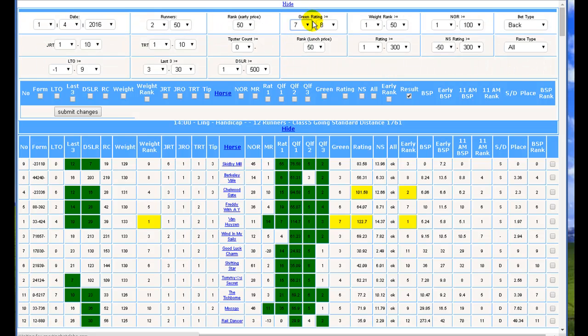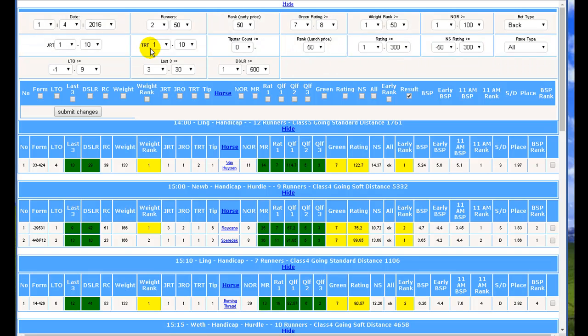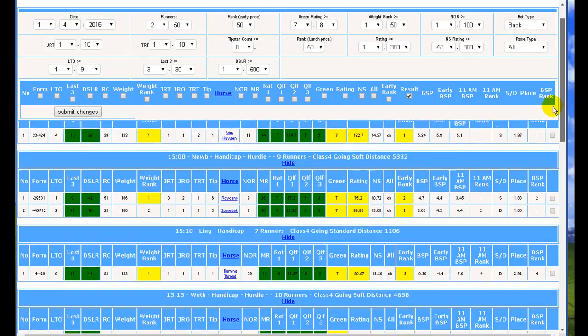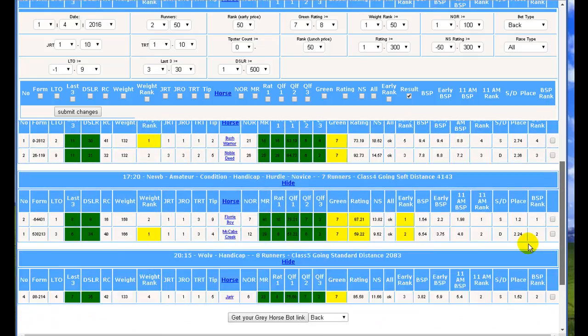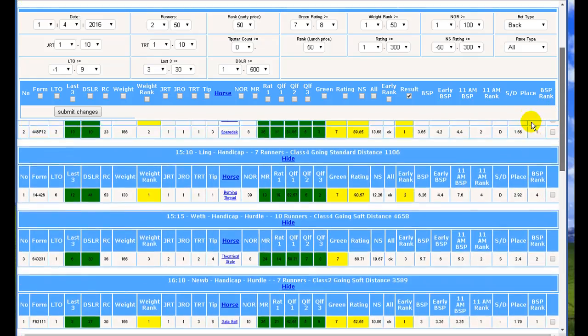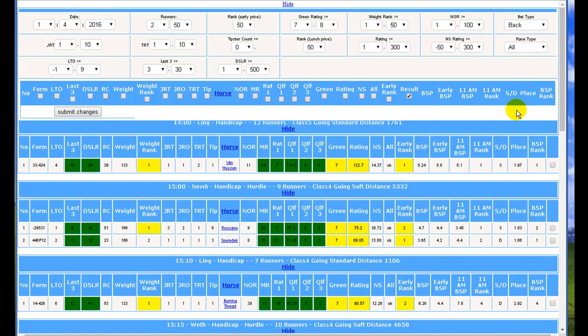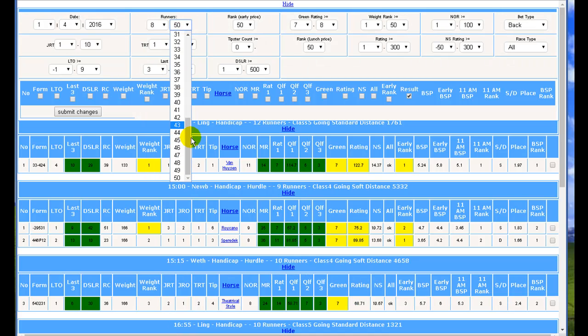So 7. As I said in my last video, there's 8 in there, but there aren't any with a green rating of 8 at the moment. So these are the horses that I've ended up with. Now I've got some other criteria that I use, and I'm going to show you what they are. So I've selected green rating of 7. Now this is going to be a little place system, so I'm going to stick with 8 to, let that reset, to 12 runners in this particular case.